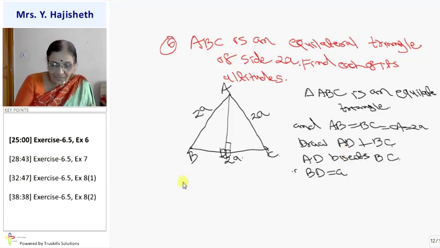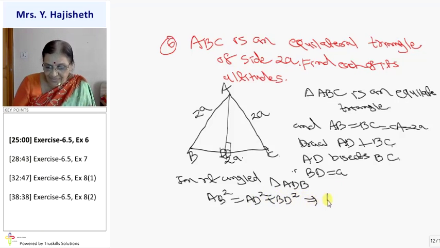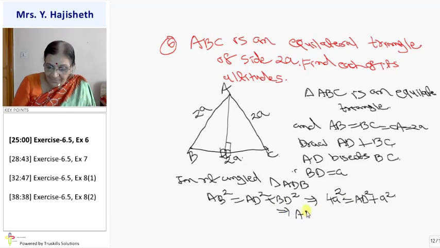BD is a. Now in the right angle triangle, I apply Pythagoras theorem. ADB is a right angle triangle, right? So from Pythagoras, what will we take? AB square is equal to AD square plus BD square. This implies that in place of AB square I write 4a square, the square of 2a. AD square I don't know, I have to find out, but BD square is a whole square. So what is my AD square? It is 4a square minus a square, so 3a square.